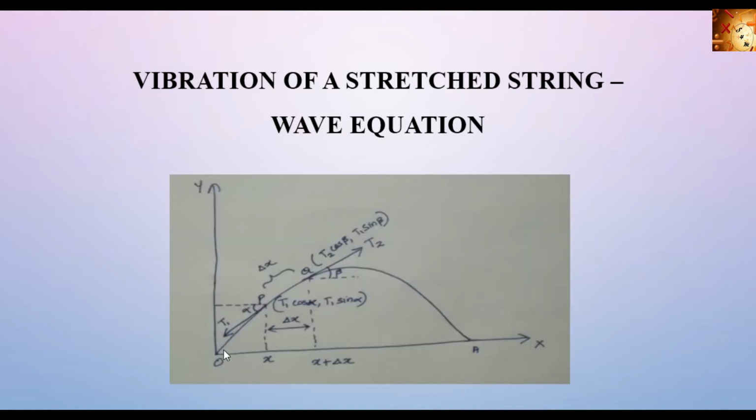The figure is like this. Here we have a stretched string with endpoints O and A. The string is of length L. We are considering a portion of the string, that is P and Q. So we are deriving the one-dimensional wave equation by considering a small portion PQ. Here there are two tensions, that is forces T1 and T2, corresponding to P and Q.